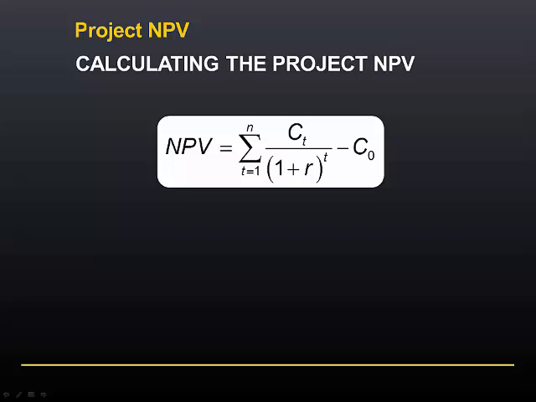The final step is to calculate the NPV of a project. This is a generic formula that we've used before, which gives us the NPV of a project. It's the sum of all the future cash flows discounted to a present value minus the initial outlay.